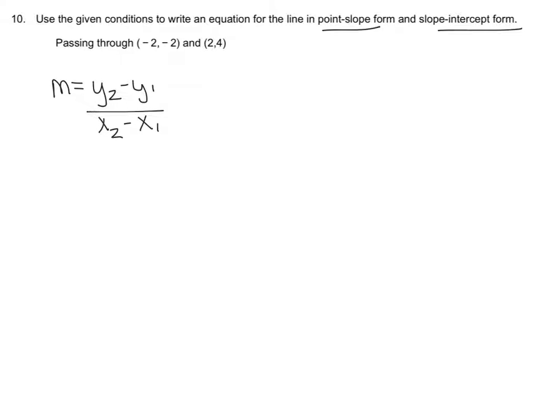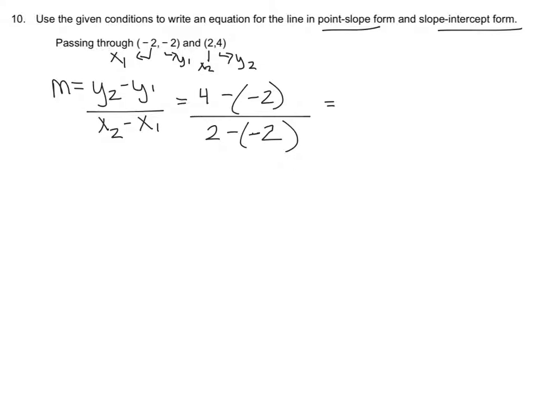So I'll take the y value of the second ordered pair, which is 4, and subtract it from the y value of the first ordered pair, which is a negative 2, and I'm going to divide that by the x value of the second ordered pair, which is a positive 2, minus the x value of the first ordered pair, which is a negative 2.